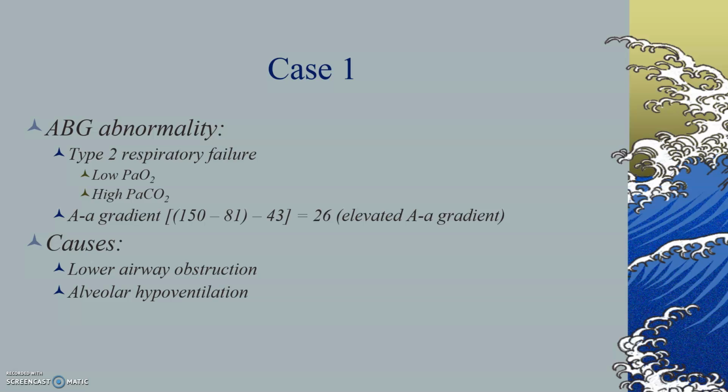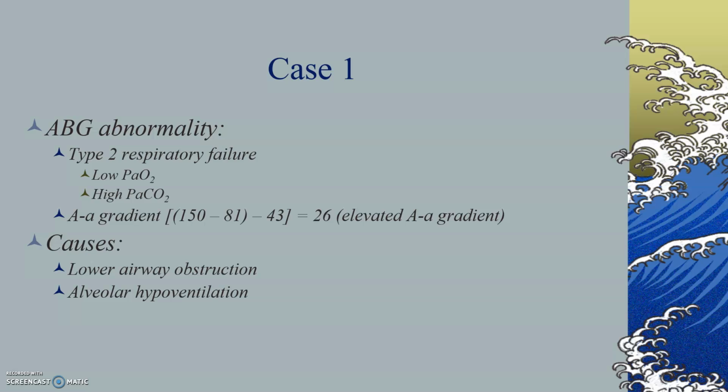So we said it was type 2 respiratory failure. We could have worked out his AA gradient from the initial formula. This is somebody breathing air, so we can say 150 minus 81, 81 being representative of the PCO2. Remember, PCO2 divided by 0.8, and you subtract that from 150, which is atmospheric oxygen pressure, and then we subtract that from the patient's actual PO2, which is 43, and that AA gradient is 26, which is somewhat elevated.